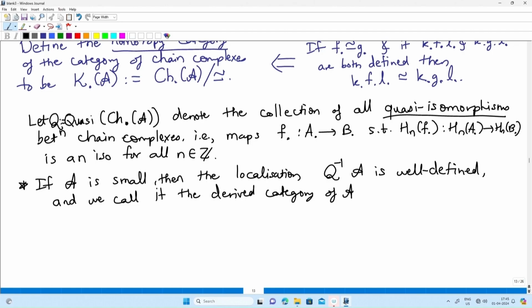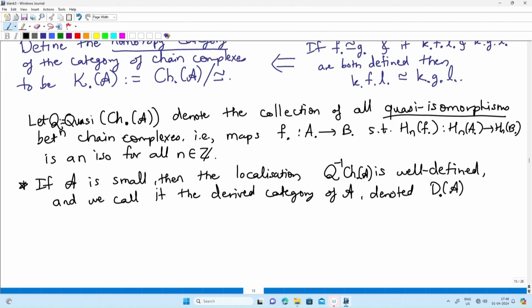Okay, so this is the localization, I'm not thinking about it properly. Q inverse of CH dot A, because we are inverting morphisms from that. So this is called the derived category of A, denoted D of A. And we are also going to write the dot at the bottom to denote that this is the homology version, not the cohomology version.